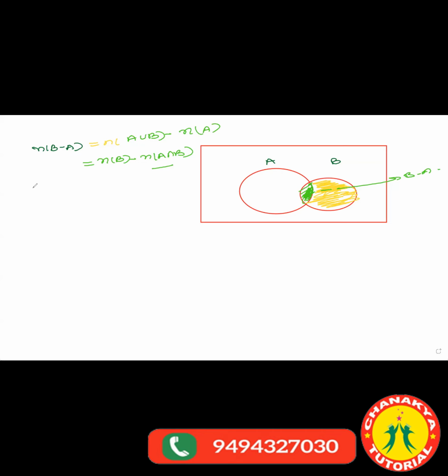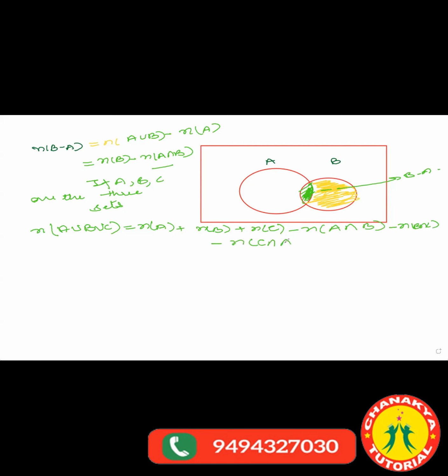Or if you are having three sets, suppose A, B, C are the three sets, then you can write the number of elements in A union B union C will be equal to n(A) plus n(B) plus n(C) minus n(A intersection B) minus n(B intersection C) minus n(C intersection A) plus n(A intersection B intersection C).